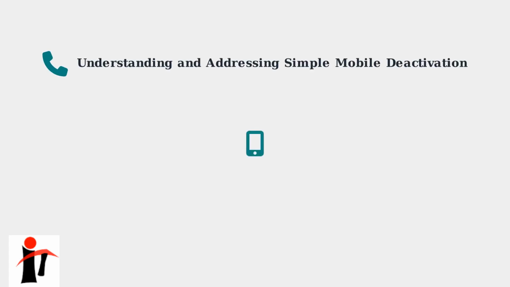Seeing "phone has been deactivated" on your Simple Mobile device can be frustrating. This usually happens due to an unpaid balance or an expired plan. Simple Mobile deactivates lines after 30 to 60 days of inactivity or non-payment.